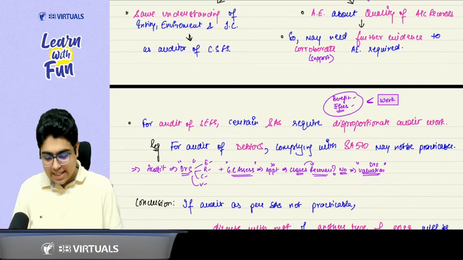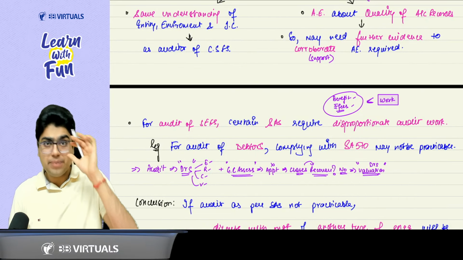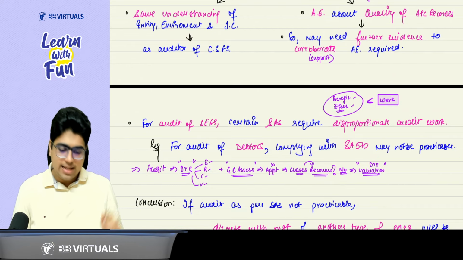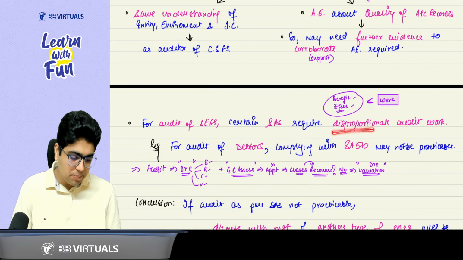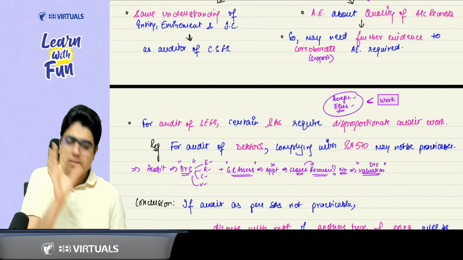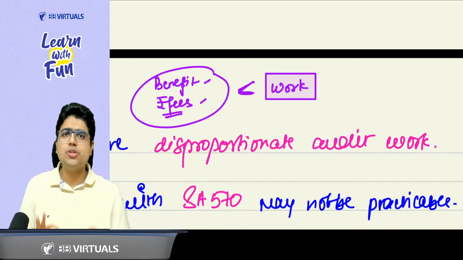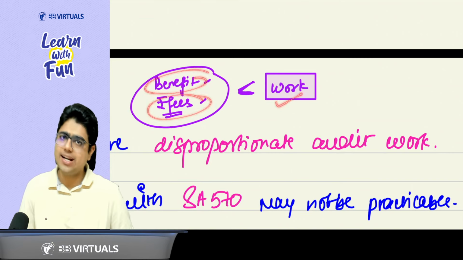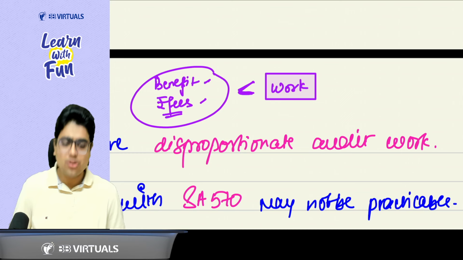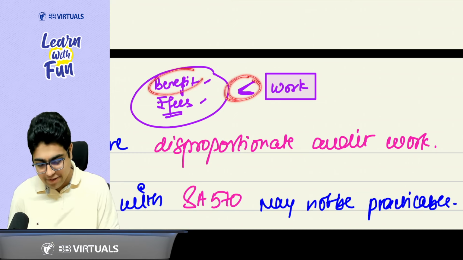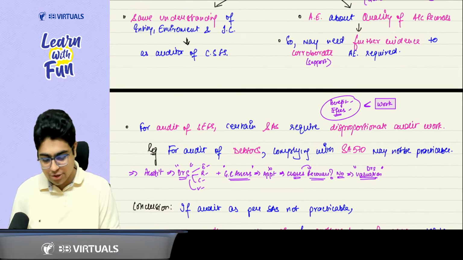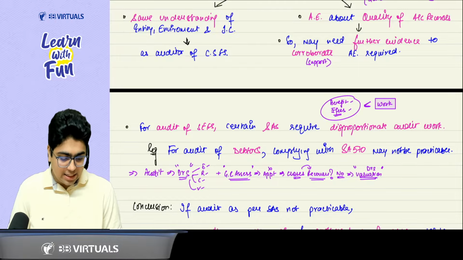Next point says that if you are auditing a specific element, let's say debtors, you are just auditing the debtors, then complying with the standards on auditing may require some disproportionate audit work. So what do you mean by disproportionate audit work? Disproportionate means the work is much more than the benefit or fees that you are getting. The work that you have to do as an auditor is much more than the benefit and the fees that you are getting as an auditor. So it is saying that if you are doing the audit of SEFS, certain SAs can require disproportionate work.